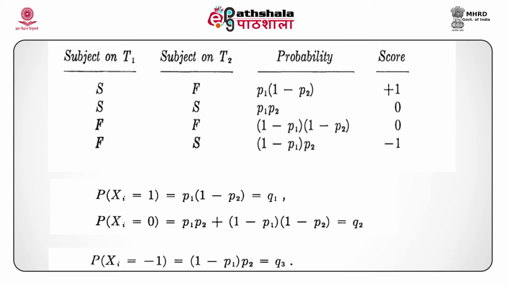We thus have a sequence of random variables x1, x2, etc. such that xi takes the value plus 1 with probability P1 into 1 minus P2, which we denote by Q1. Probability xi takes the value 0 with probability P1 P2 plus 1 minus P1 into 1 minus P2, equal to Q2. And xi takes the value minus 1 with probability 1 minus P1 into P2, which we denote by Q3. We thus have a trivariate distribution.